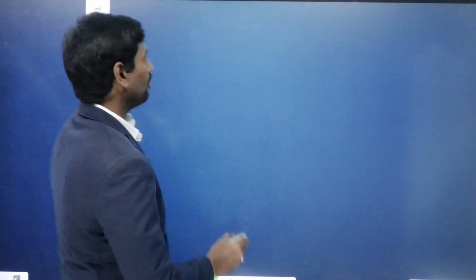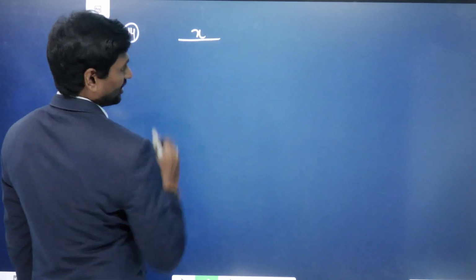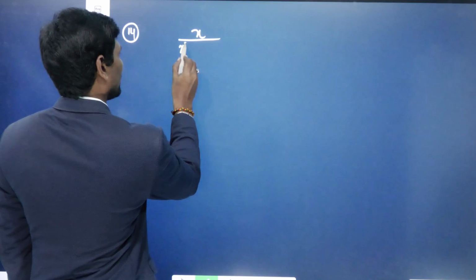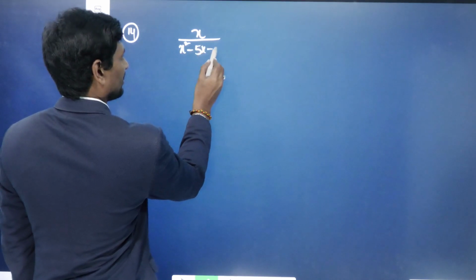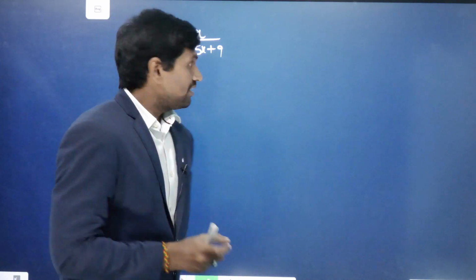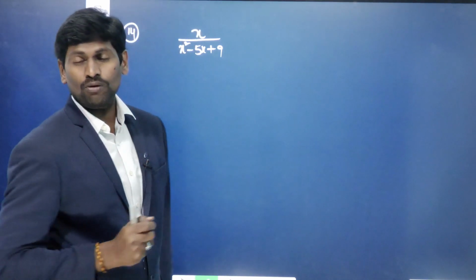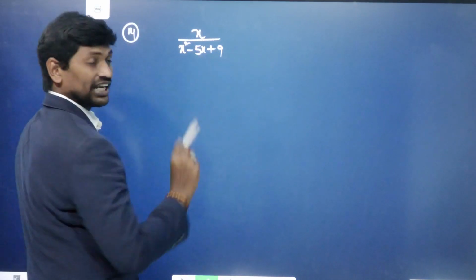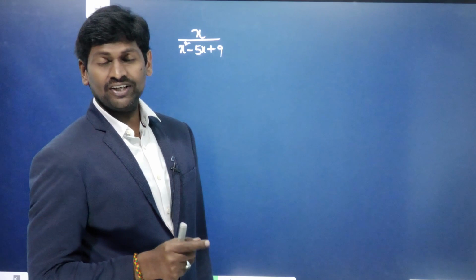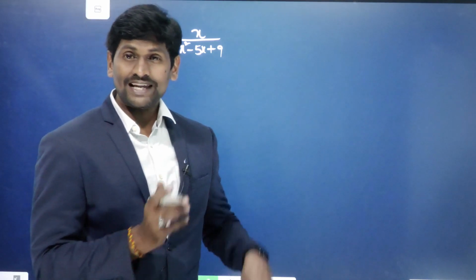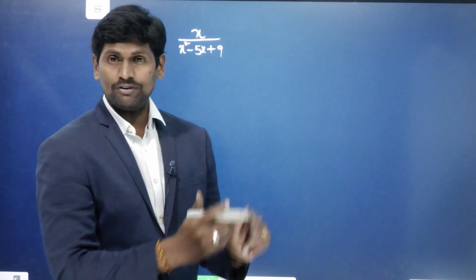So this one: find the maximum value of x by x square minus 5x plus 9. Until now, we have seen the quadratic expression in the form ax square plus bx plus c. But here it is in the form of a rational expression. Here we need to find the maximum or minimum value. Same formula: 4ac minus b square by 4a.